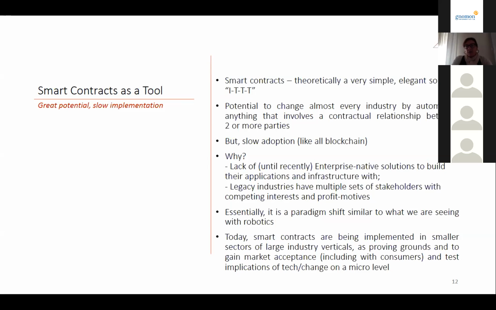It is, however, really a paradigm shift, and it's something similar to what we're seeing in robotics, where you're talking about really fundamentally changing the nature of some kinds of work in certain industries. So it's not a surprise that there is a lot of resistance, both systemic resistance and internal resistance to implementing those kinds of changes.